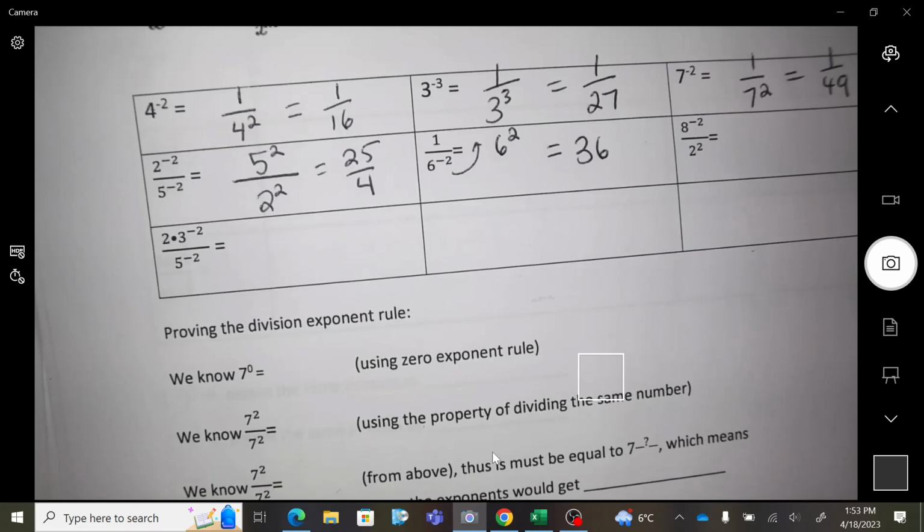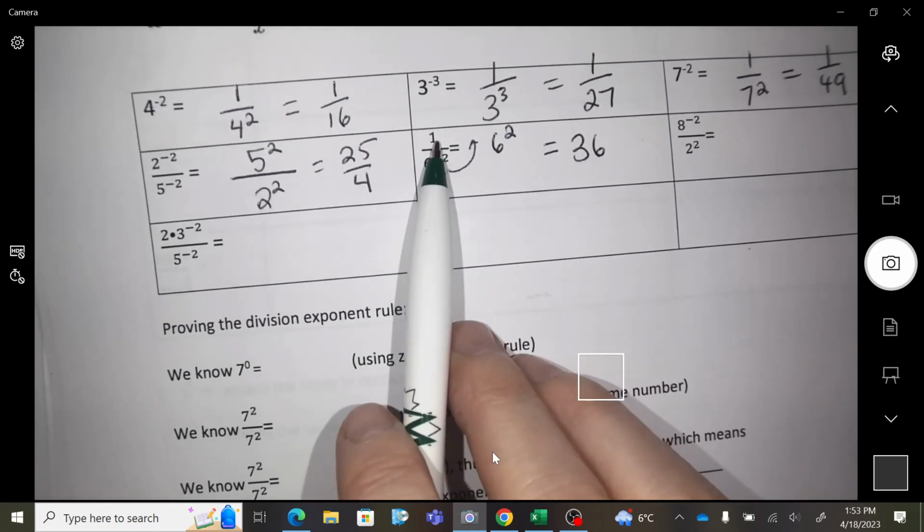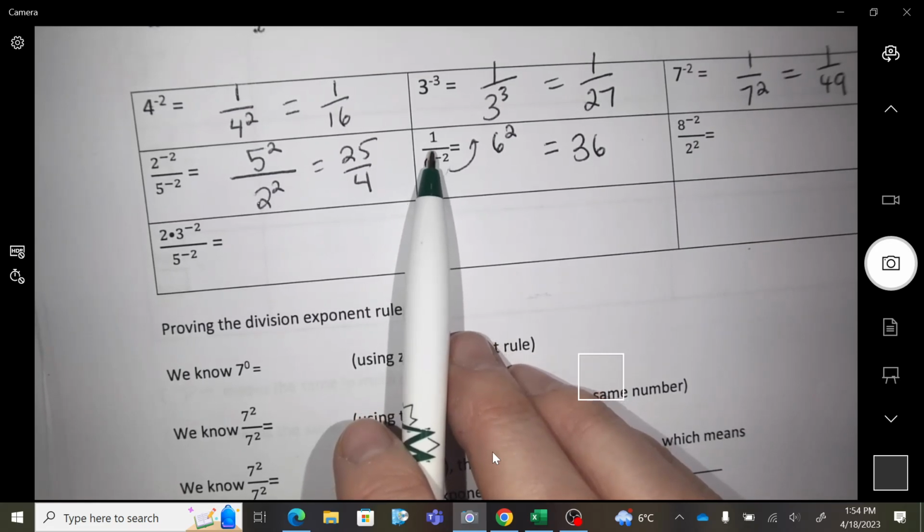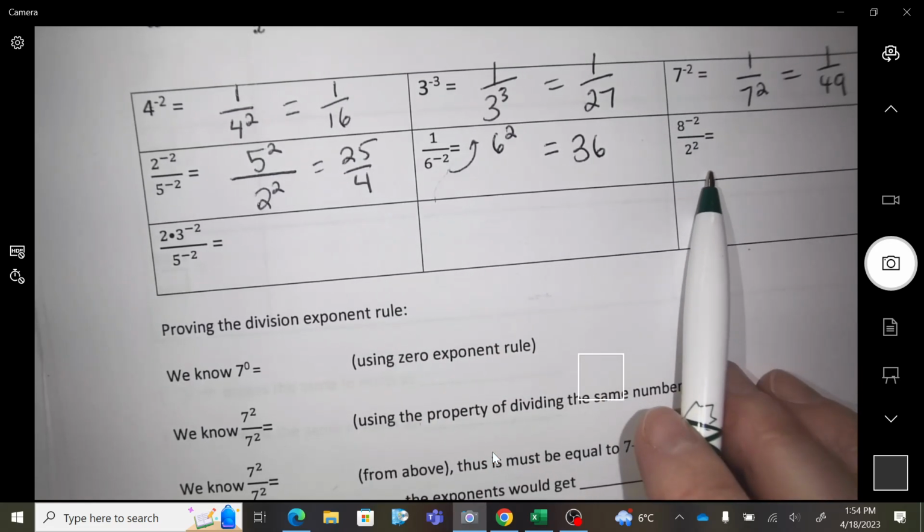No, because I don't do anything with it. I don't even look at it, because it didn't have any negative exponents. So I don't move it, I don't touch it. Okay, and I'll show you on the next example.